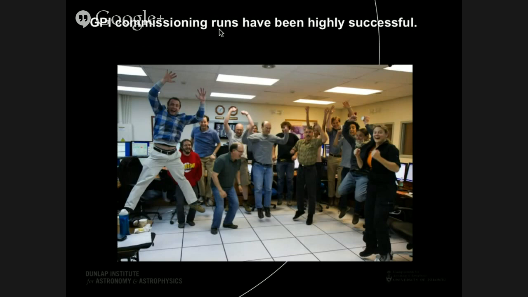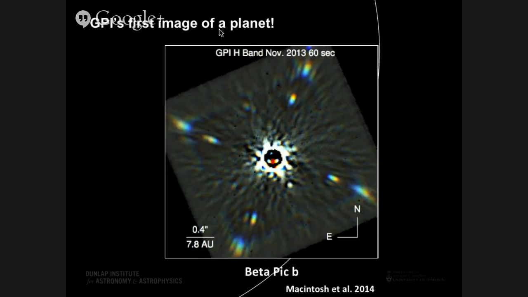So things have been going super well, as you can see. Commissioning runs have been highly successful. There was uncoordinated jumping right after the first light run, so everybody was really excited. Shortly after taking its first images of stars and things like that, GPI got its first image of a planet. This was one of the planets I showed in the gallery in the beginning, Beta Pic b, around the star Beta Pic.